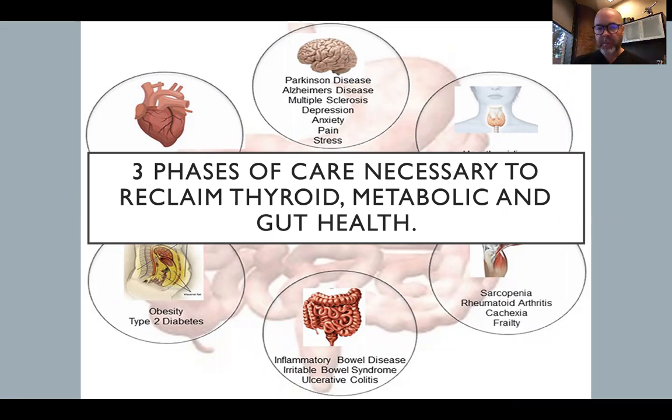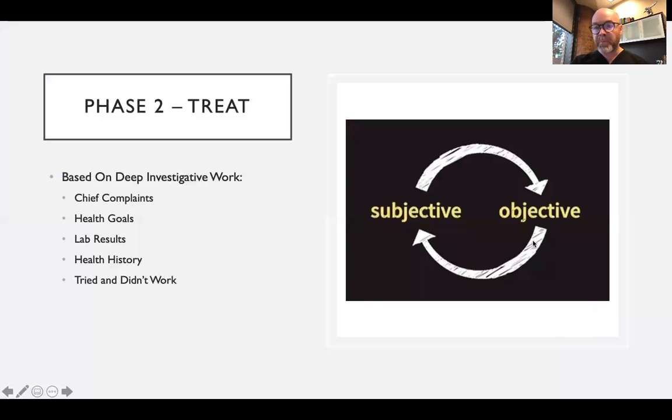So when it comes to treatment, it needs to be based on both subjective and objective findings. What I mean by that is subjective is how you feel, what you say, what you notice, your chief complaints, and what your health goals are, right? And objective is actually what we find in the labs. And what we do is we combine the two. We find that it's way more effective this way.